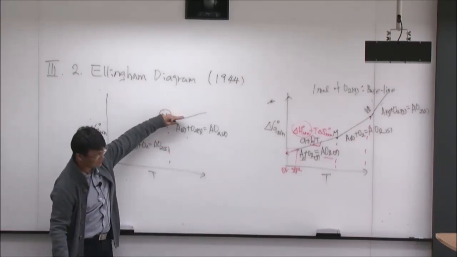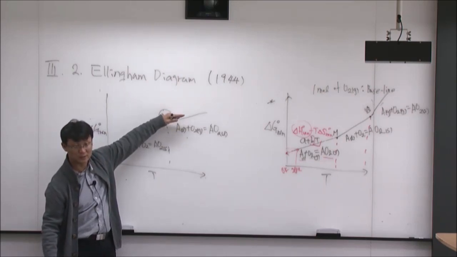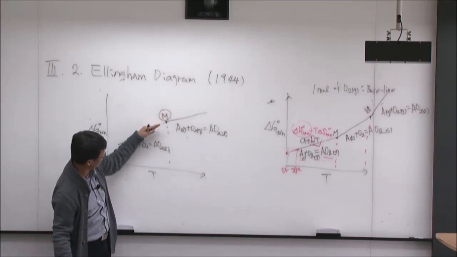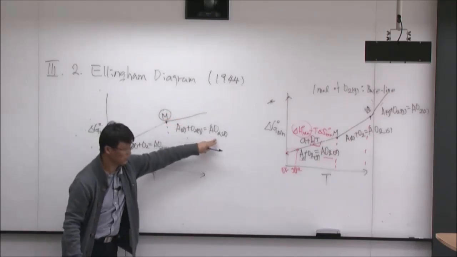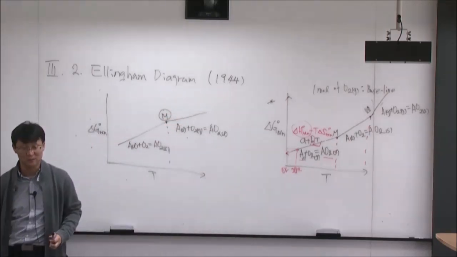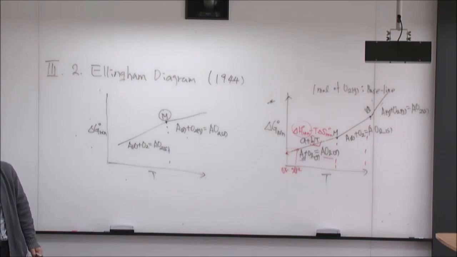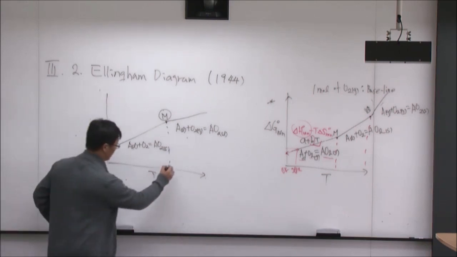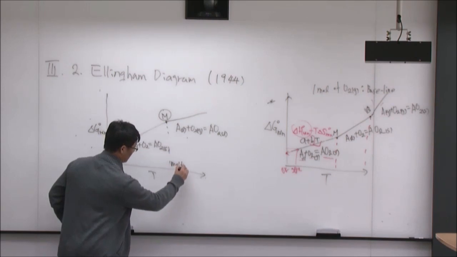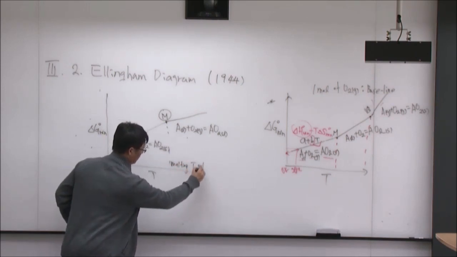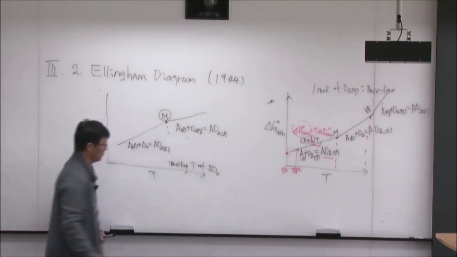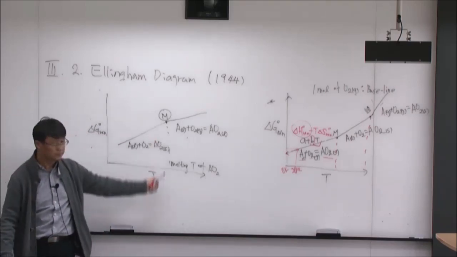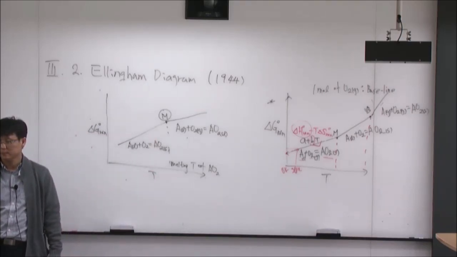So that's why the slope slightly becomes smaller than the previous one, because the entropy of the liquid phase on the product side is going up. Is it okay? But the slope change is typically very small. Okay, so this is the melting temperature of AO2, this temperature here. Okay, good?